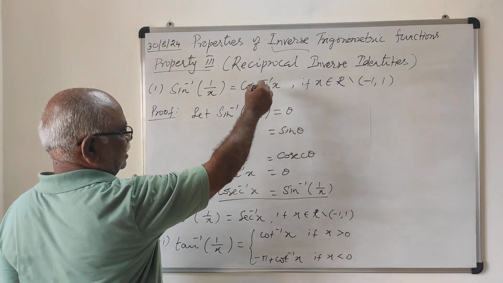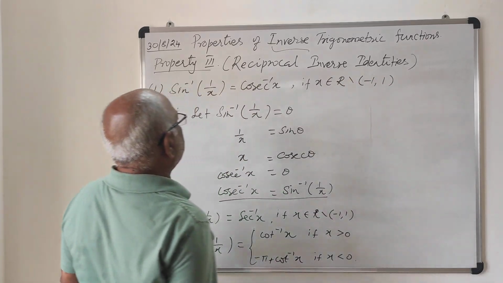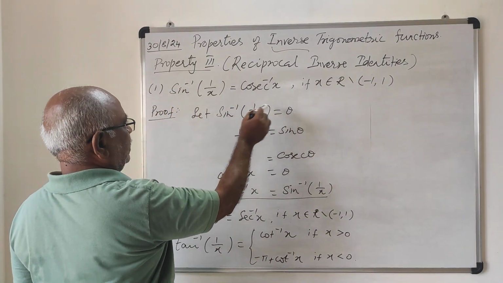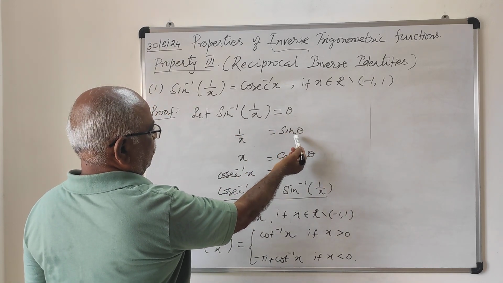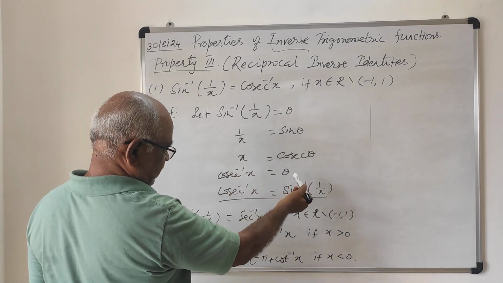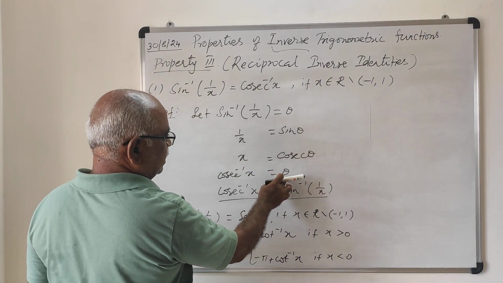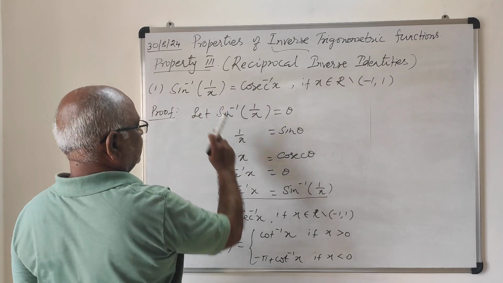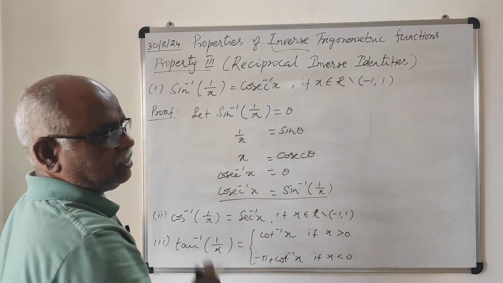To prove this, x belongs to the domain real line except the open interval minus 1 comma 1. So consider sin inverse 1 by x as theta. Therefore, 1 by x equals sin theta. Taking reciprocal on both sides, you get x equals cosecant theta. From this, theta equals cosecant inverse x. And you again replace theta by sin inverse 1 by x. Therefore, sin inverse 1 by x is cosecant inverse x. That's all about the proof of the first result.